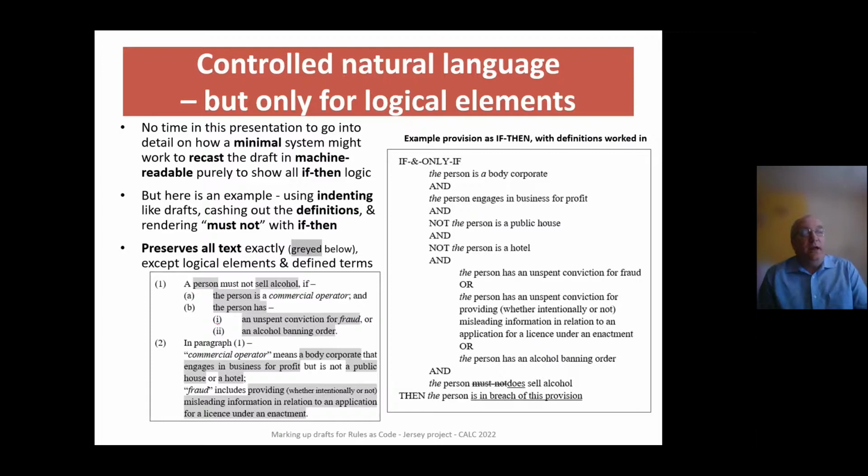So here, we're using block capitals for the if or if and only if, the and, the not, the or, and the then, and then using the indenting that's familiar to drafters to distinguish the and bits from the or bits. And this one here also uses what I was talking about earlier. The person must not sell alcohol becomes, and if the person does sell alcohol, then the person's in breach of this provision. But apart from that last twist, all the rest of that text is straight out of the original draft. It's not rewording it.